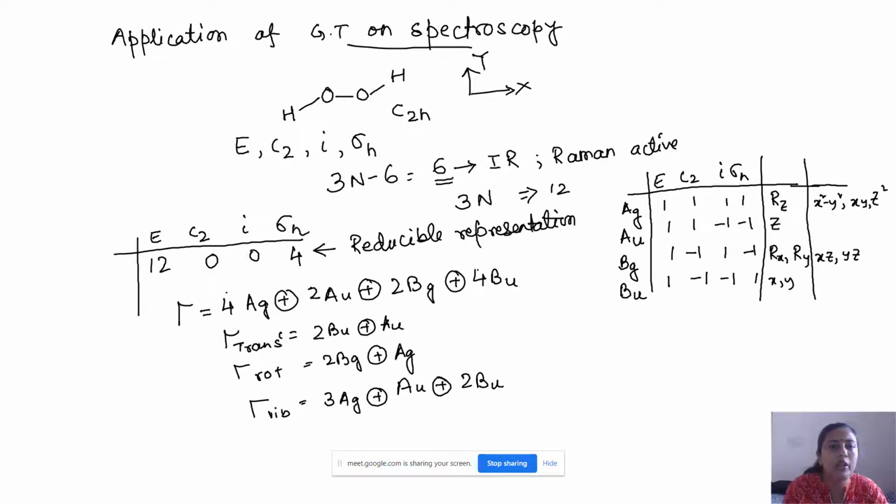So now we know that there are three types of normal modes of vibration of this molecule. The normal modes of vibration can be designated by the Ag, Au or Bu irreducible representation. Now we need to find out whether the normal modes of vibration which transform as Ag, Au or Bu are IR active or Raman active.